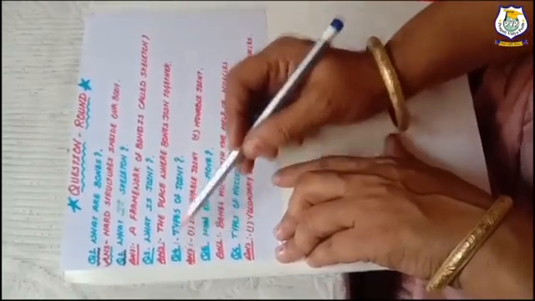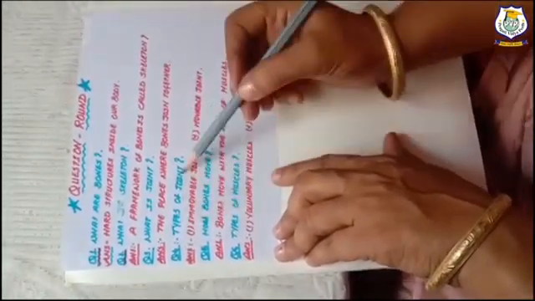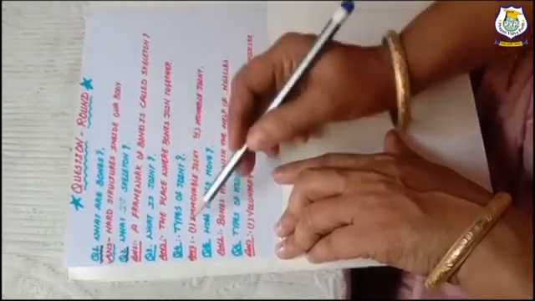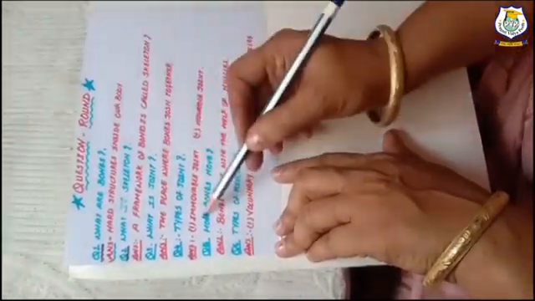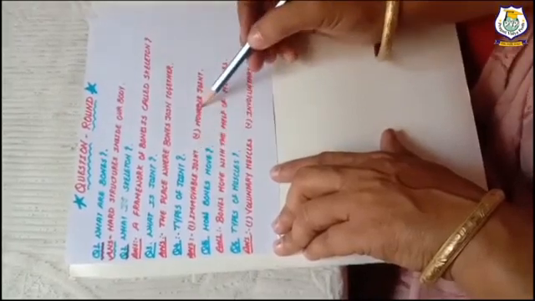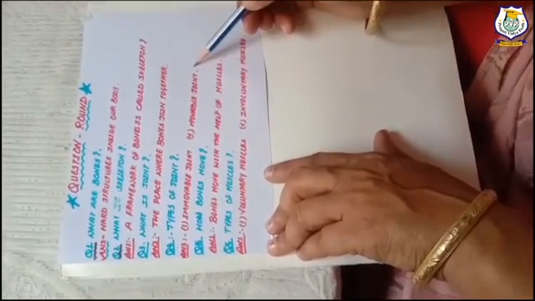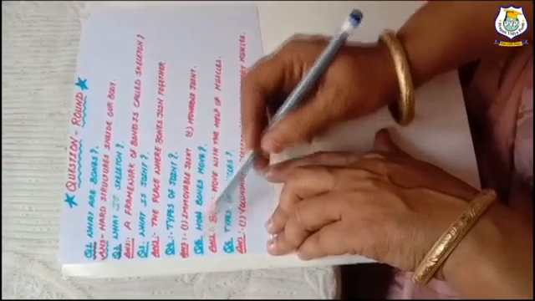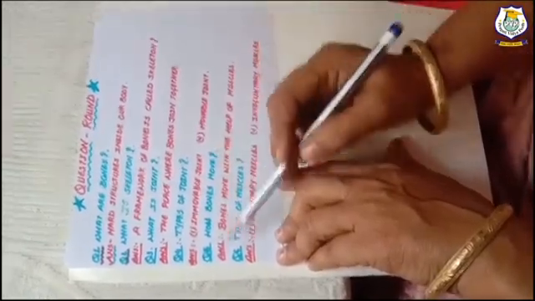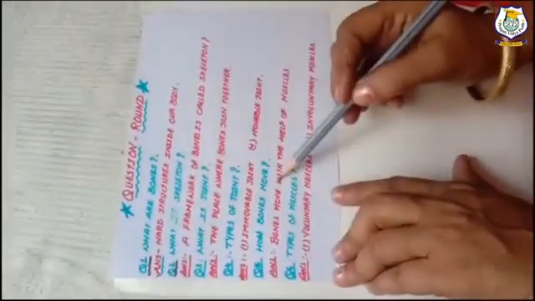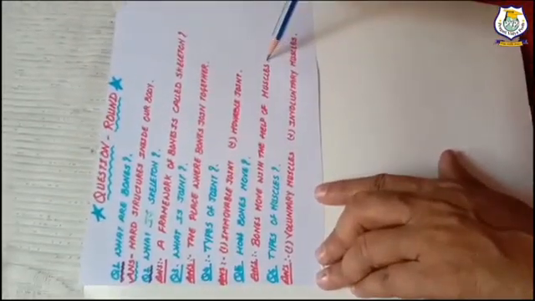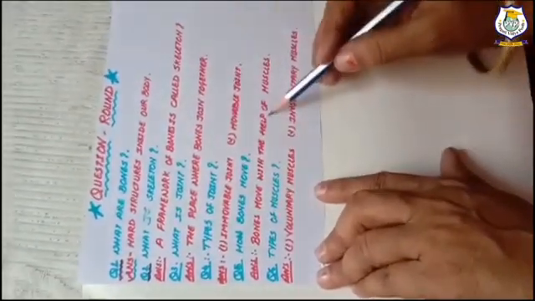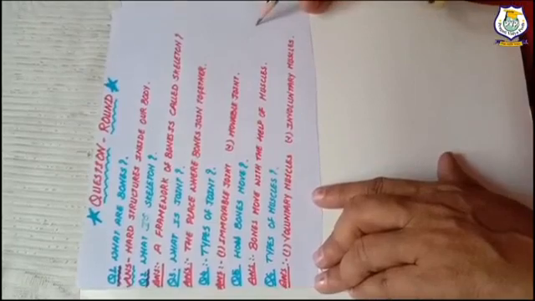Question 4. Types of joint. What are the types of joint? There are 2 types of joint. First, immovable joint and movable joint. Question 5. How do bones move? Answer. Bones move with the help of muscles. Bones move with the help of the action of muscles.